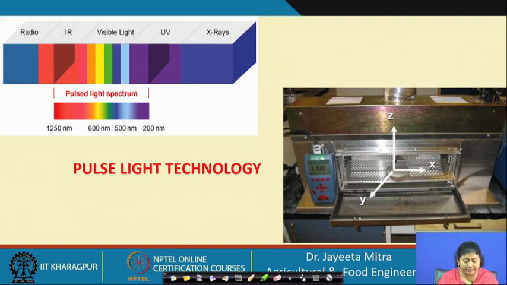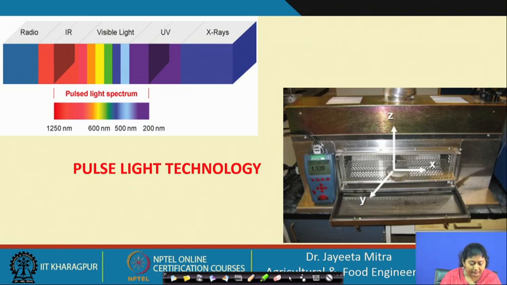Traditionally in the industry, sterilization of packaging material is done by hydrogen peroxide, but we know that hydrogen peroxide leaves residue both in the packaging material and in the food itself, and that is harmful. That is why pulse light technology is becoming important nowadays, and it is very effective also.